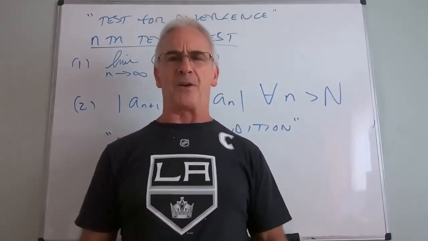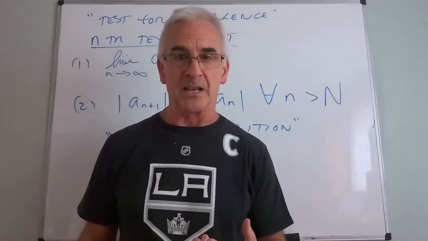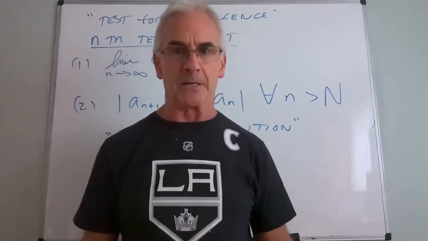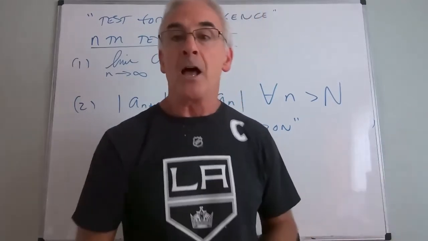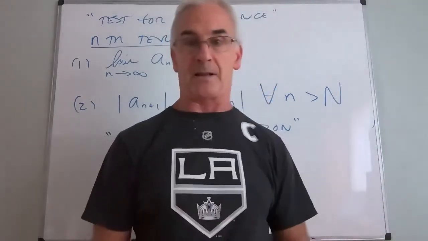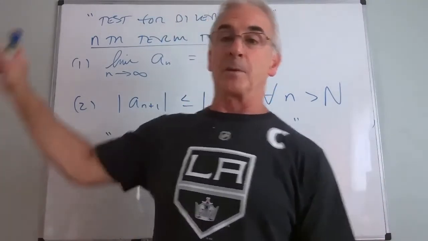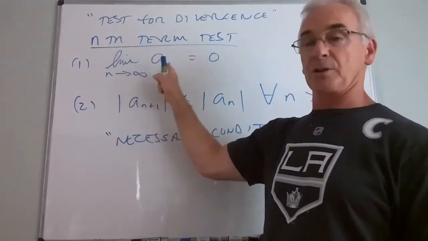Right? You're in the Wimbledon finals. A necessary condition for you to be in the Wimbledon finals is that you actually are in the tournament. Because if you're not in the tournament, then you definitely are not going to be in the finals. A necessary condition means that if it fails, your conclusion cannot happen. So that's why sometimes it's called the test for divergence. I like to call it the nth term test because that's what I'm looking at.